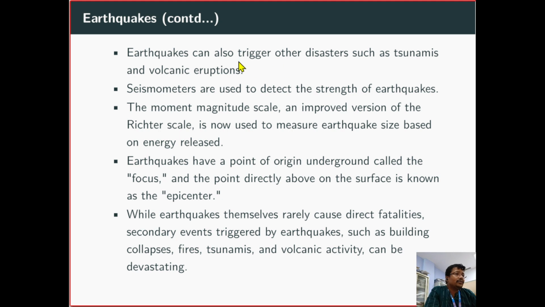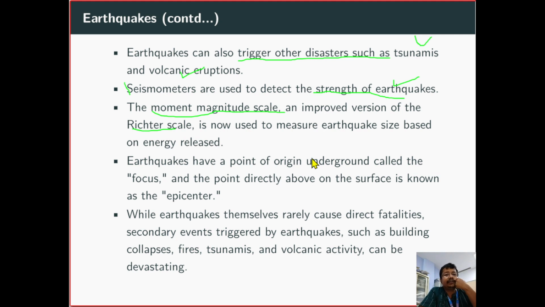Now, they also have the tendency to trigger a lot of other disasters as well. They can result in tsunamis, they can create volcanic eruptions as well. Seismometers are used to detect the strength of earthquakes. Also, we have the moment magnitude scale, which is an improvised version of the Richter scale. It is used to measure the size of the earthquake, right?